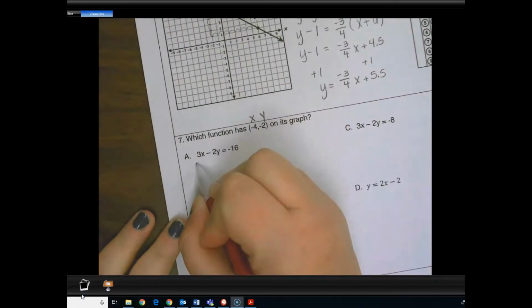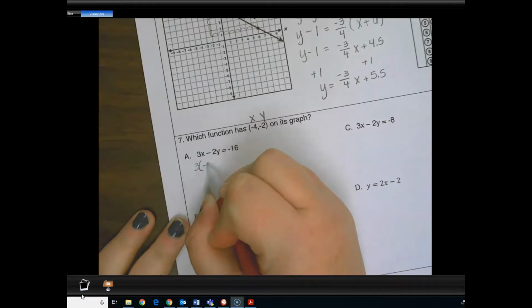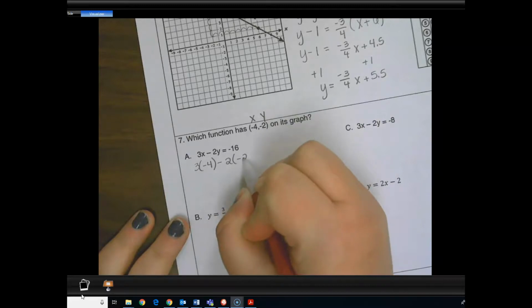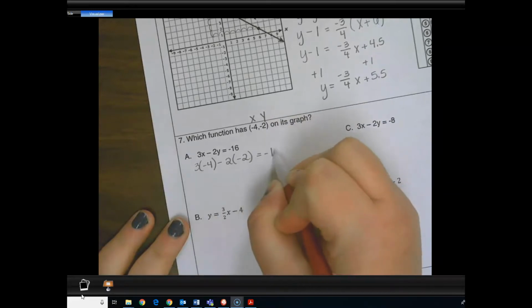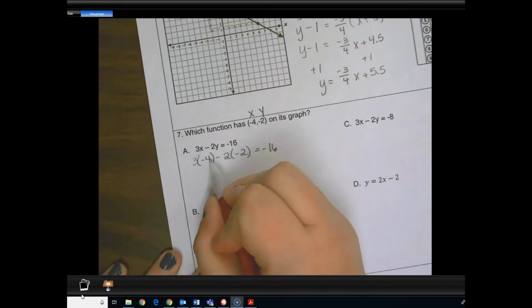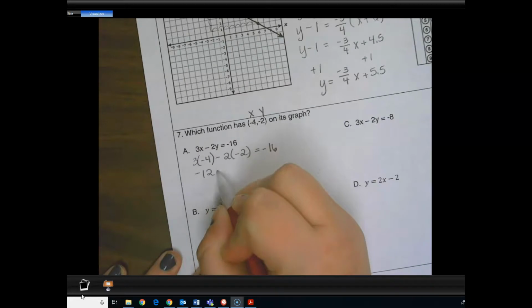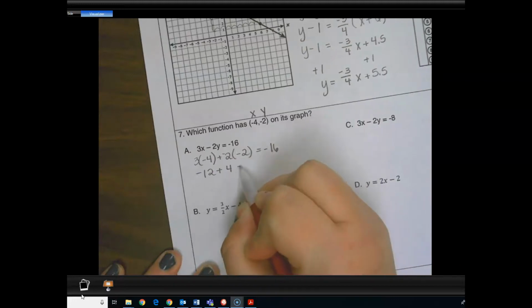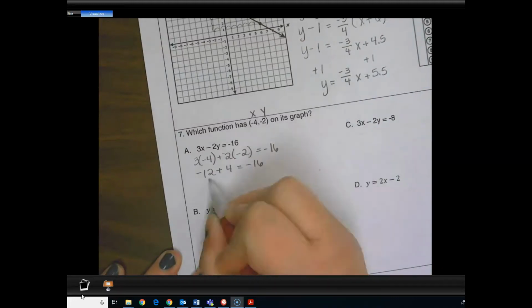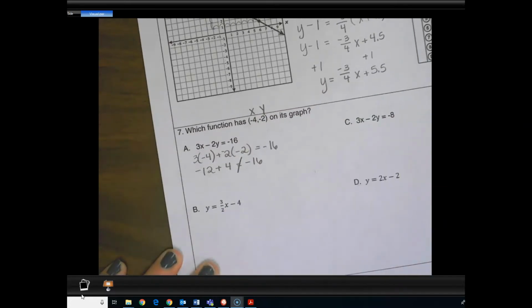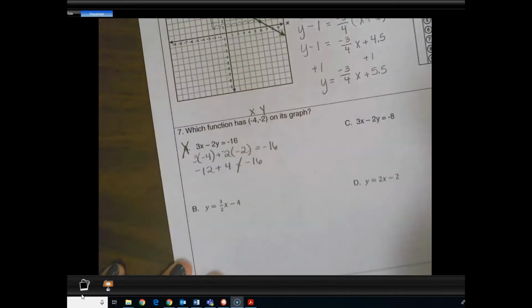Okay, so I'm going to plug it in. So 3 times negative 4 minus 2 times negative 2 equals negative 16. I'm going to see if that's true. If it's true, then that point works. So 3 times negative 4 is negative 12. Add a line, change the sign. Negative 2 times negative 2 is positive 4. Negative 12 plus 4 does not equal negative 16. So A is not correct, so let's look at B.